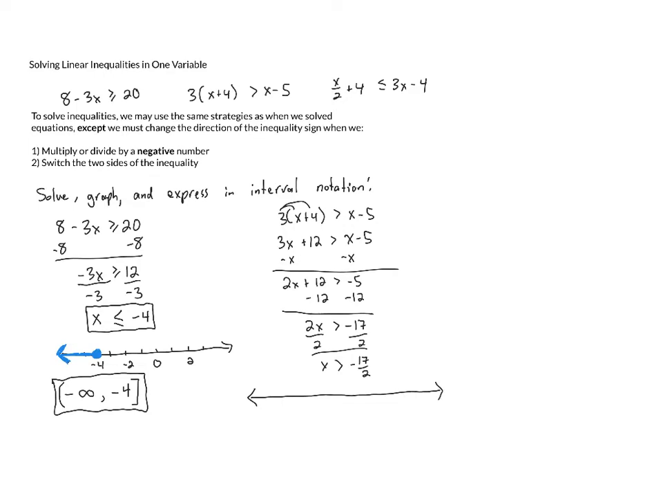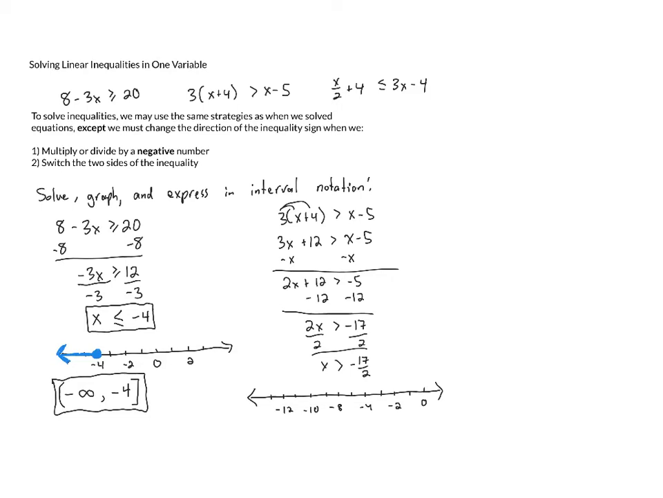If you use a calculator, you can see that negative 17 halves is the same as negative 8 1/2. So what I'm going to do is I'm going to draw a number line that includes negative 8, and negative 8 1/2 is halfway between negative 8 and negative 9.